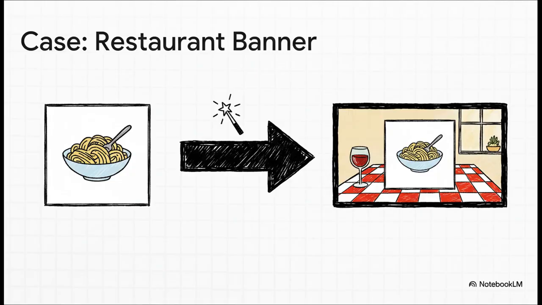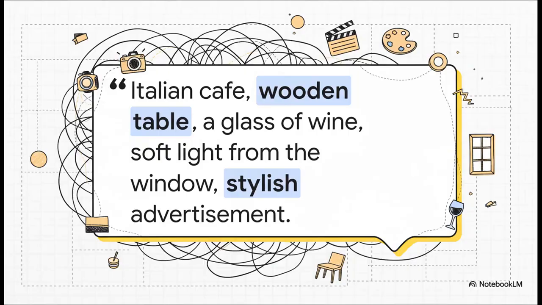Imagine you run a restaurant. You've got this clean, but honestly kind of boring photo of a pasta dish. Your goal is to create a banner ad for a lunch special that makes people's mouth water. So how do you get from this lonely plate of pasta to a full, inviting scene? You use outpainting. And this right here is the secret sauce. You just give the AI a prompt, a simple text description of the scene you want to build around your pasta. Suddenly, you're not just a photographer anymore, you're a director, telling the AI exactly what world to create.